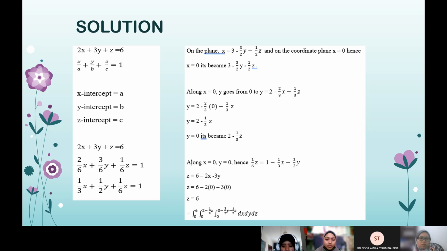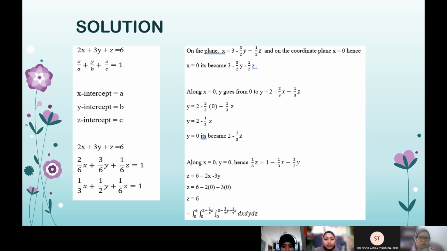Hence, 1 over 6z equals 1 minus 1 over 3x minus 1 over 2y. Then we are going to substitute x equals 0 and y equals 0 inside the z equation, which is z equals 6 minus 2x minus 3y. And lastly, z equals 6.